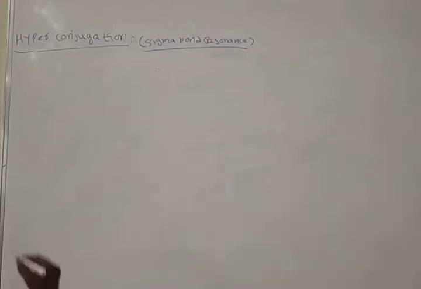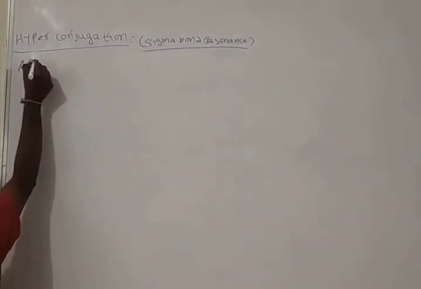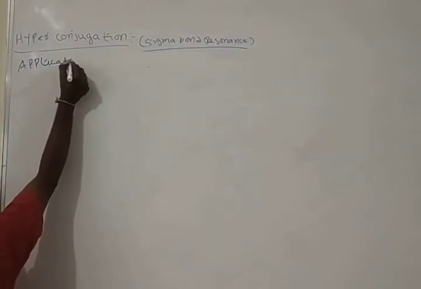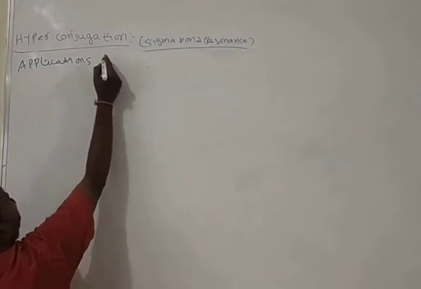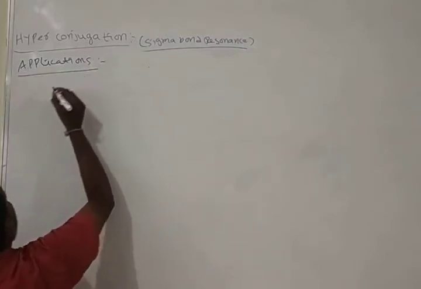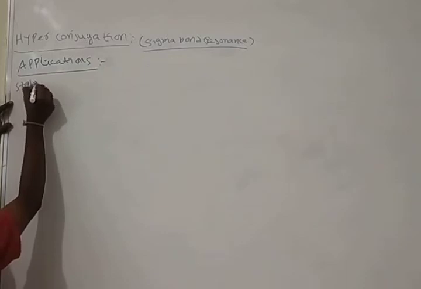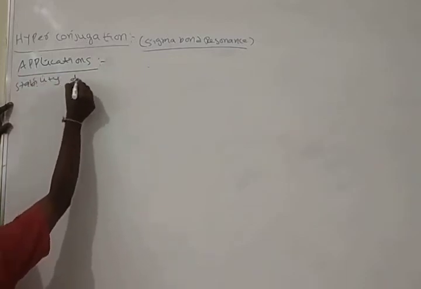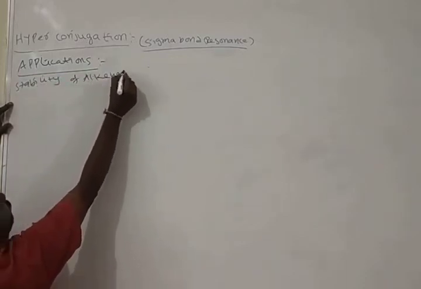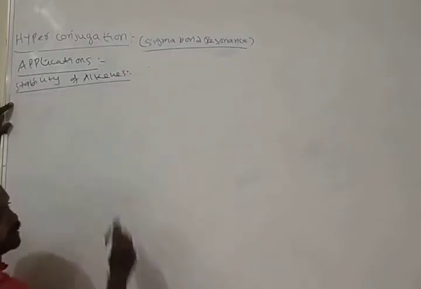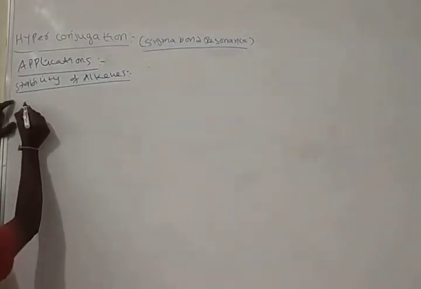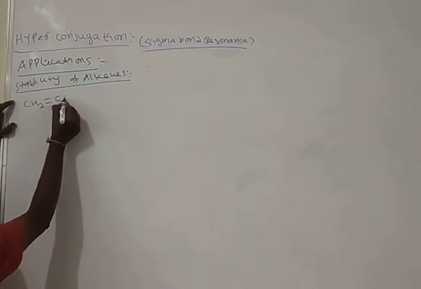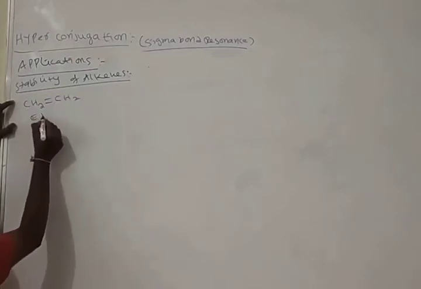Applications of hyperconjugation. It mainly explains the stability of alkenes. Here I am taking different alkenes. It also explains the stability of carbocations and the stability of free radicals. First I am taking one simple alkene, CH2 double bond CH2. This we call ethene.